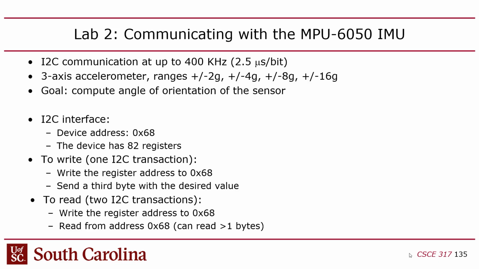The accelerometer has 4 levels of sensitivity. It can measure between plus and minus 2 Gs, 4 Gs, 8 Gs, or 16 Gs. The default is 2, and we're just going to use 2. That's programmable. So what's the goal?